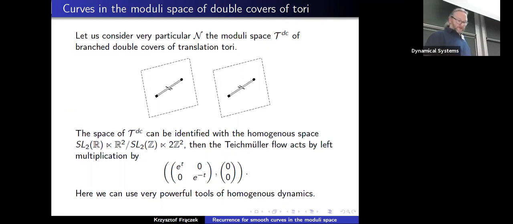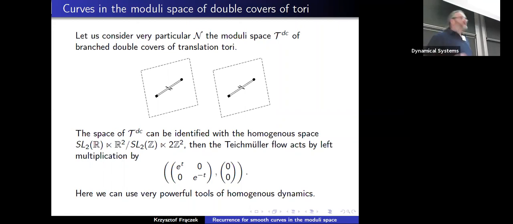And this space of such covers can be identified with the homogeneous space of this form. So this is the semi-direct product of SL2R and R2, and this lattice is an integer lattice. And in fact, this part, SL2R, is responsible for the shape of the torus. And this part, R2, is responsible for the shape of the slit, more or less.